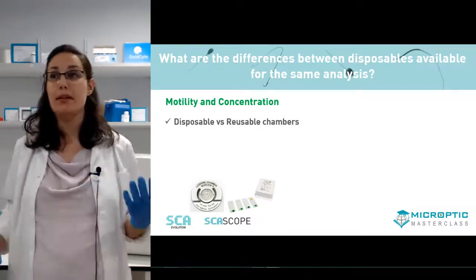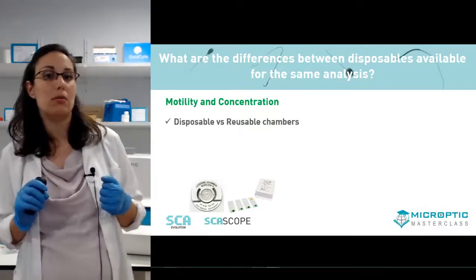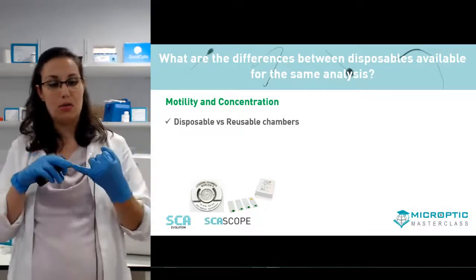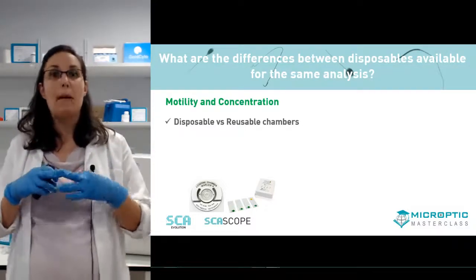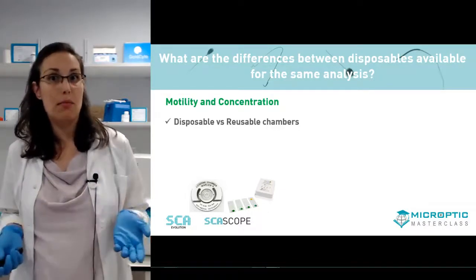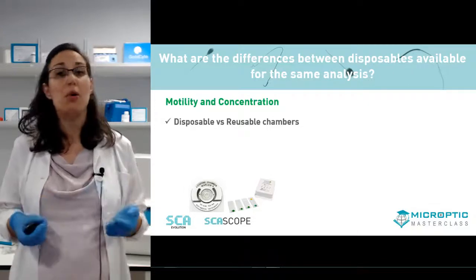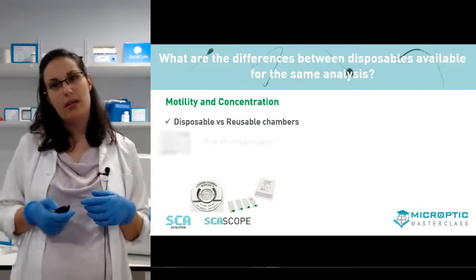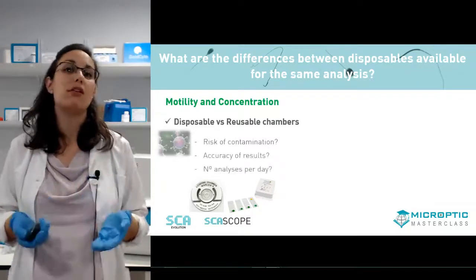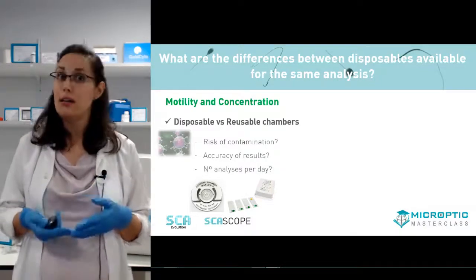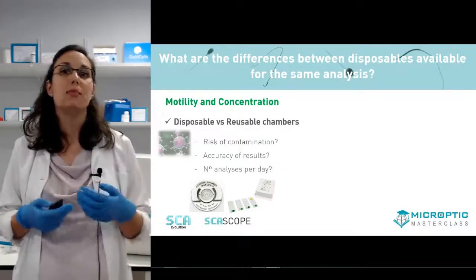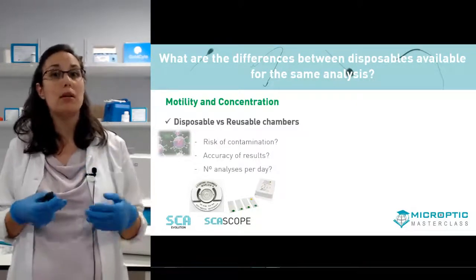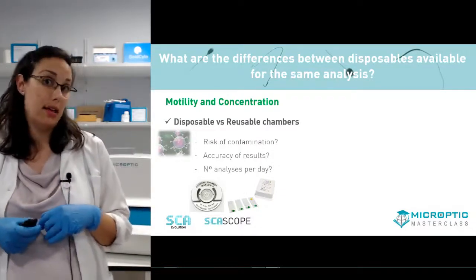In the market you can find two profiles of counting chambers: reusable counting chambers, which could be the Neubauer, the Thoma chamber, the Makler chamber, and the disposable chambers. The reusable ones are very popular because you can use them several times, but they entail a huge problem: the risk of contamination. If they are not handled or cleaned properly, there is a high risk of contamination between samples and between the sample and the technician handling it.